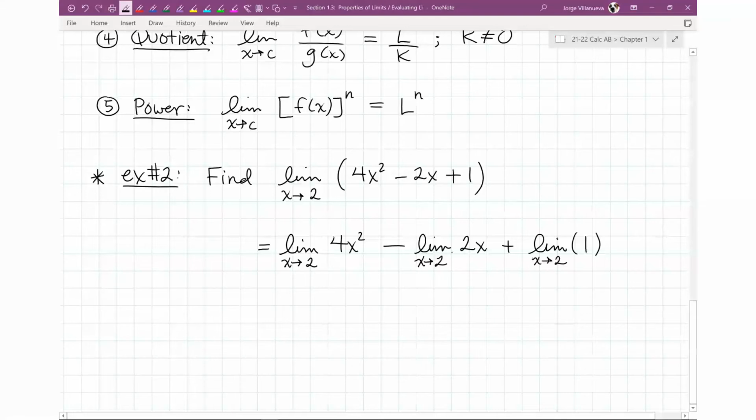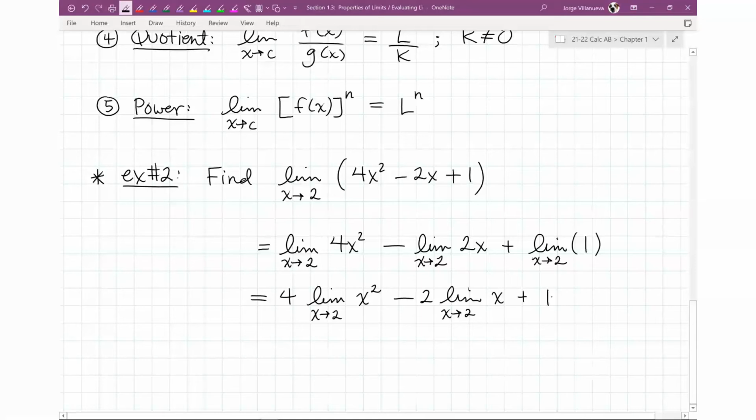Now, notice how the 4x squared and the 2x have a constant in the front, or a scalar. That means I'm supposed to break it up like this. 4 times the limit as x approaches 2 of x squared minus 2 times the limit as x approaches 2 of x plus, what's the answer for the last part? That's just the 1, right? So notice I separated my scalar, my number, right? I put it to the side.